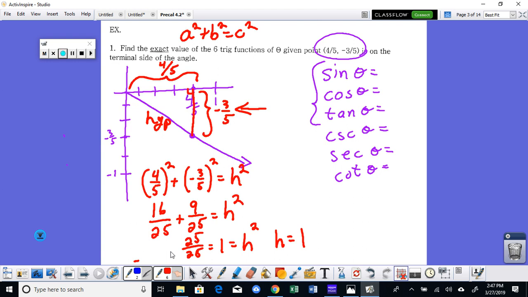Sine is SOH CAH TOA. Sine is opposite over hypotenuse. And my angle is always at the origin. Do not put your angle down there. It always goes at the origin. Good. That was quick.